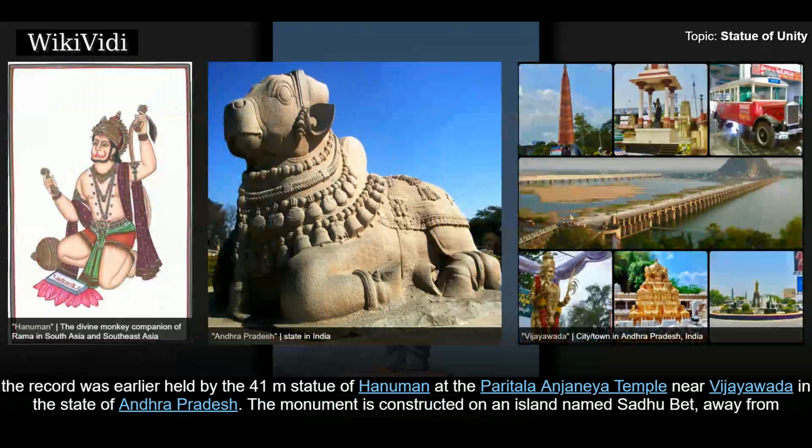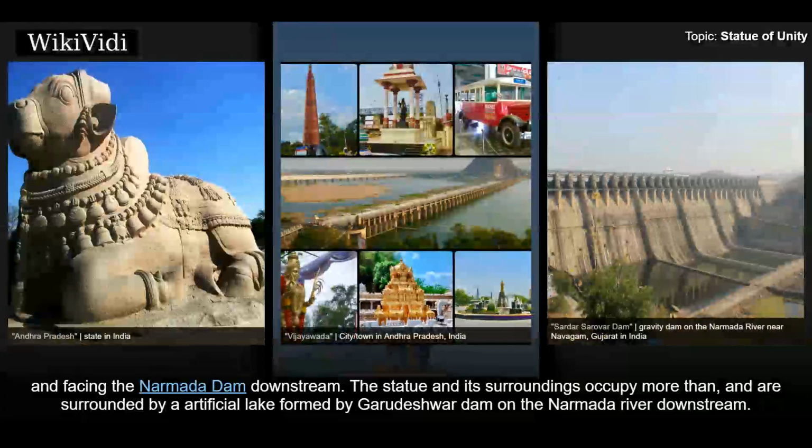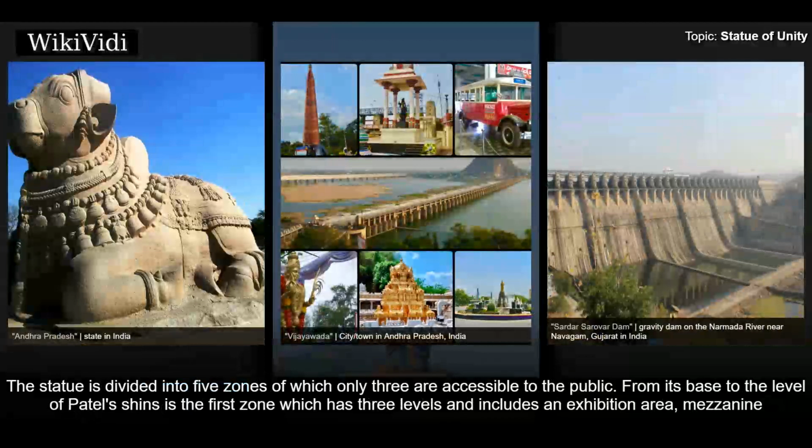The monument is constructed on an island named Sardar Bet, facing the Narmada Dam downstream. The statue and its surroundings are surrounded by an artificial lake formed by Garudeshwar Dam on the Narmada River downstream. The statue is divided into 5 zones, of which only 3 are accessible to the public.